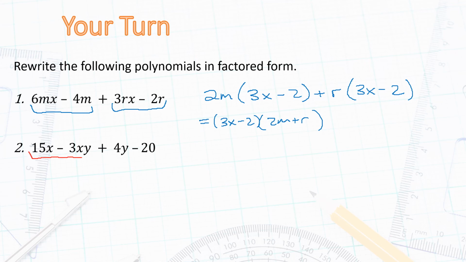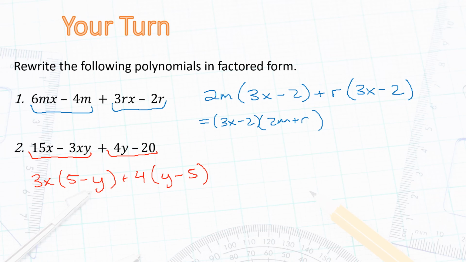For number 2, we got 15x minus 3xy, so 3x is my greatest common factor, and that leaves me with 5 minus y. And then the next one would be plus 4y minus 5. Now this one's interesting because we have 5 minus y, so the 5 is positive, the y is negative, and in the other one, the y is positive, but the 5 is negative.